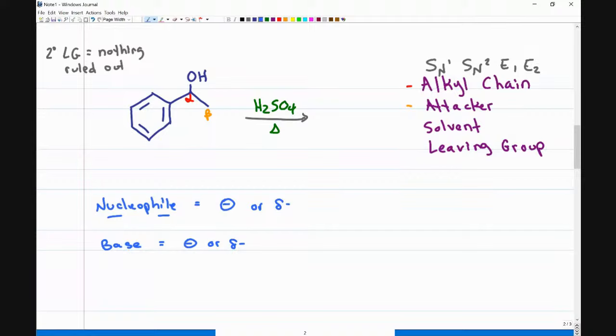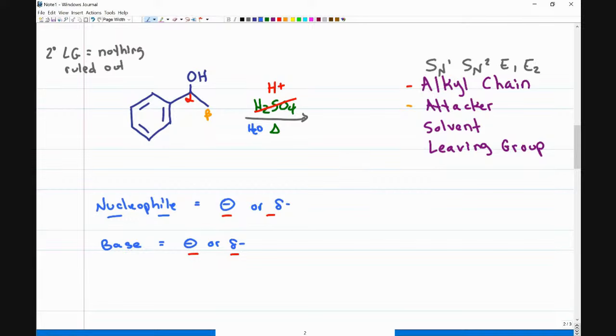All right, so what do we have? The attacker in this case is not here. There is no attacker, or at least the attacker is not visible. We need something negative or partially negative, and all I have is H2SO4. H2SO4 is an acid catalyst. It's a source of protons in solution. Protons are positive, not negative or partially negative, but H2SO4 is not given by itself. H2SO4 is aqueous, and that means there is implied H2O, and H2O becomes the attacker.